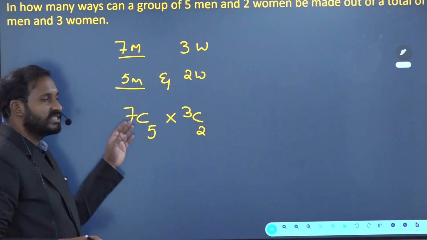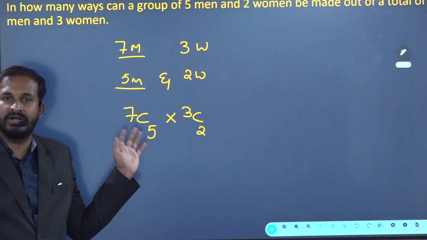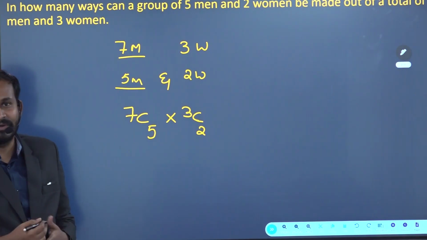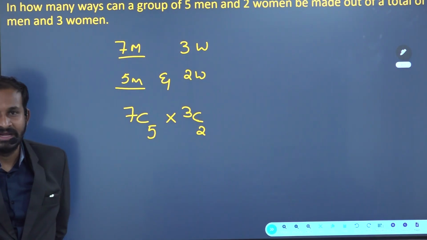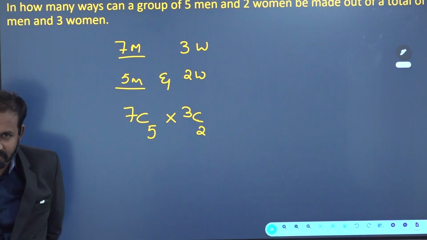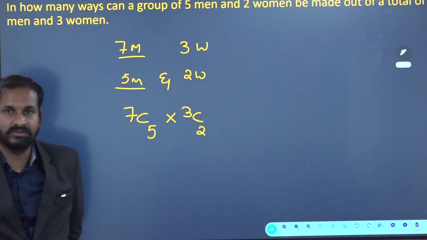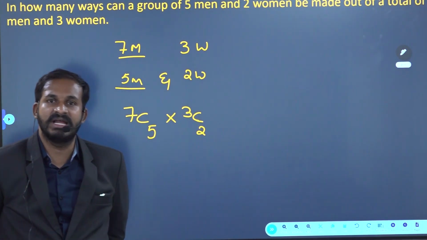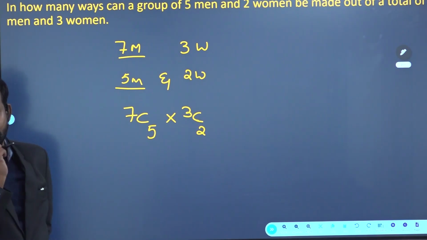Remember one thing, always r will be less than or equal to n. For example, if there are only 3 women and you want to pick 4 women, is it possible? Not possible. So always r will be less than or equal to n. No need to worry about that one, students.